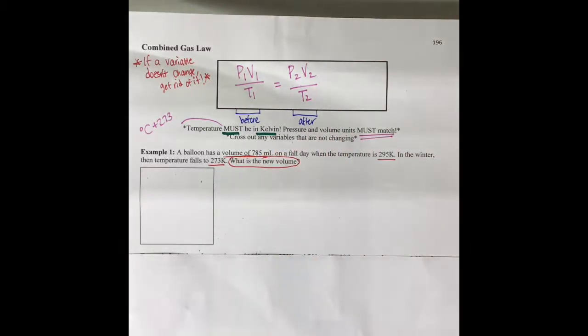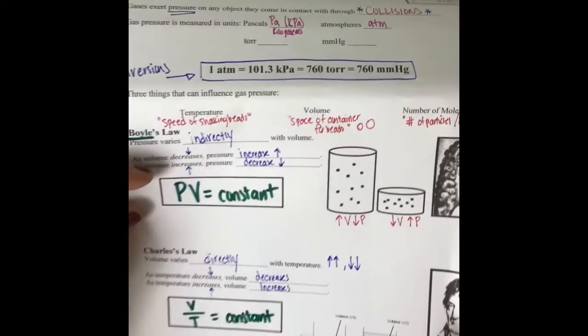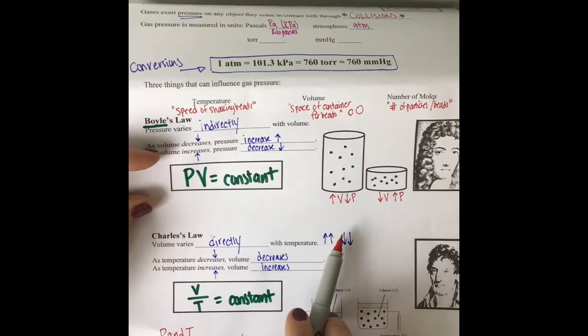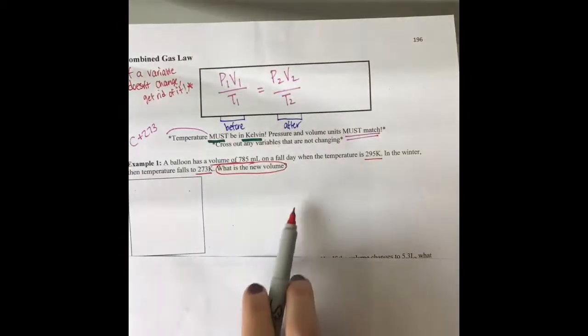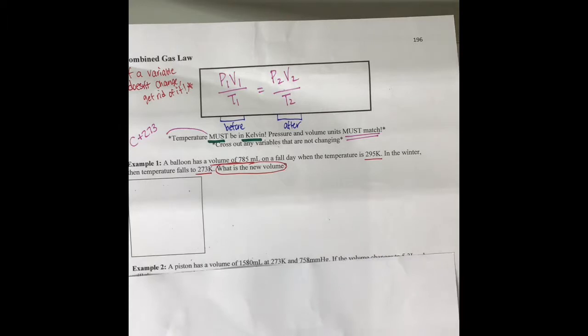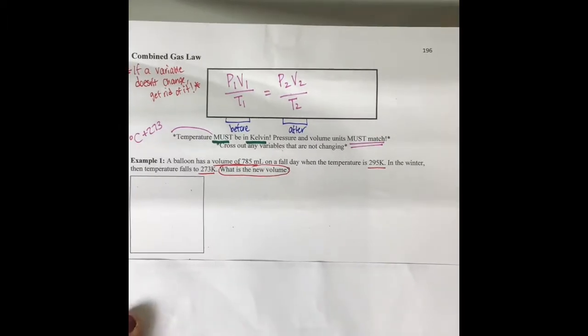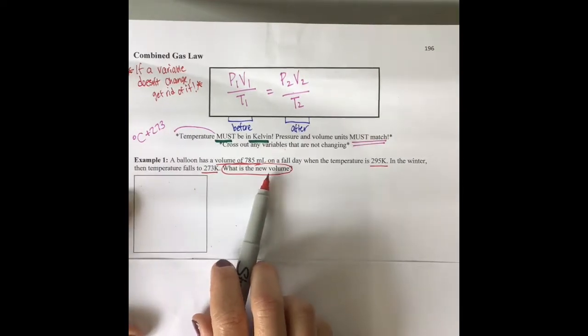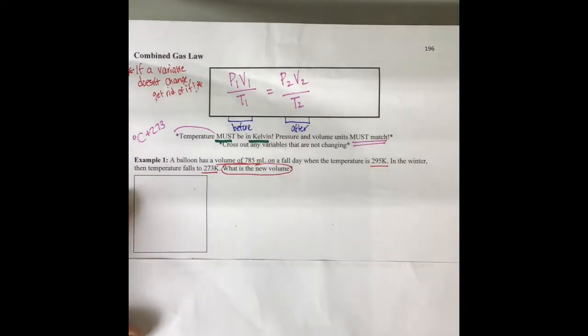Well, we should know enough from our discussion on the first page that volume and temperature are directly related. Okay, remember with Charles's law, we talked about that if the temperature is going to fall, then the volume should get smaller as well. So we should keep that in mind when we're solving this to make sure that our answer makes sense. But they want to know what the new volume is, and we can actually find that with a number using our combined gas law.